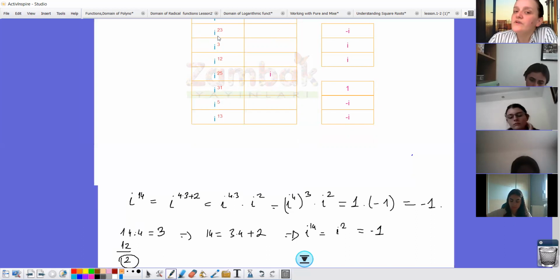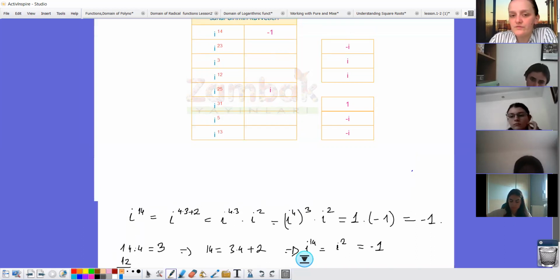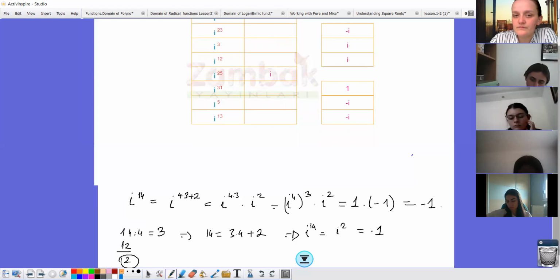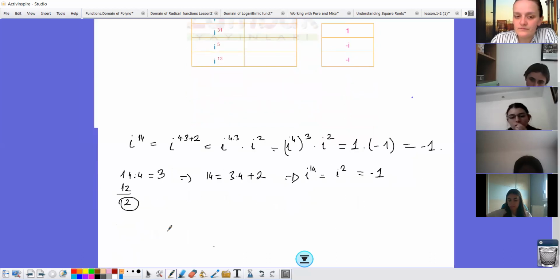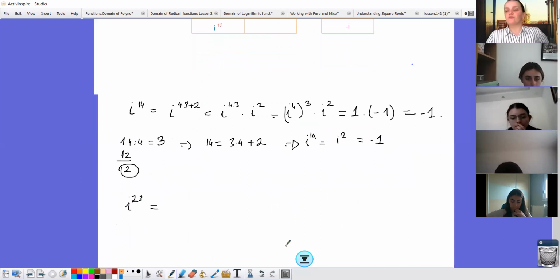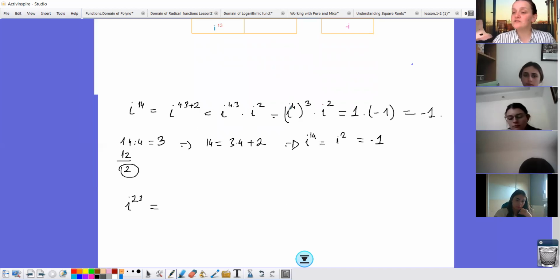According to this, what will be i to the power of 23? When you divide 23 by 4, what will be the remainder? Teacher, do we always divide by 4? Yes, always. Why? Because i to the power of 4 is 1. We are trying to find that 1 there, to cancel that part.